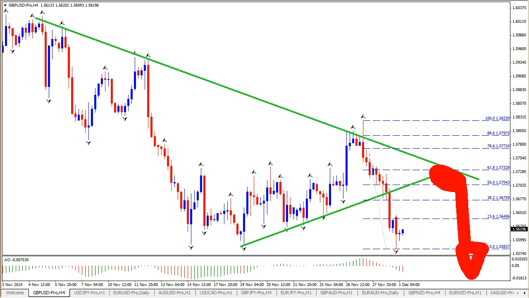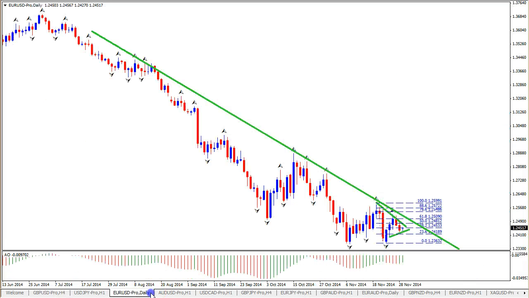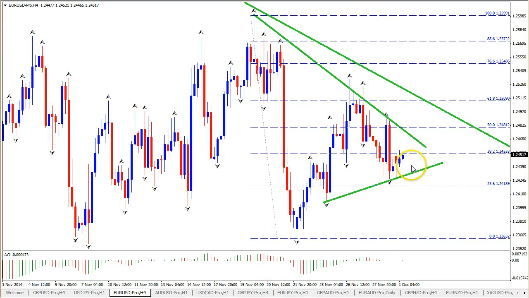Not taking a pending order, just waiting for some confirmation through candlestick patterns, and if I do see that, then price is giving me the green light to take a short at these zones. The same, by the way, would be valid for the euro-dollar 4-hour chart, where I'm taking a look at how the price breaks through this trend line.